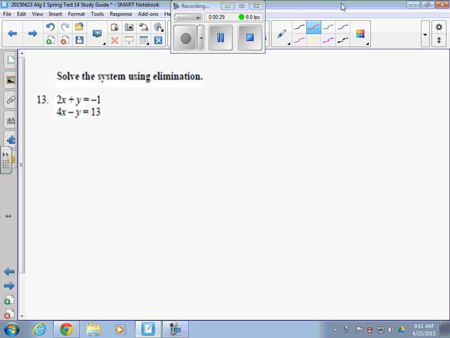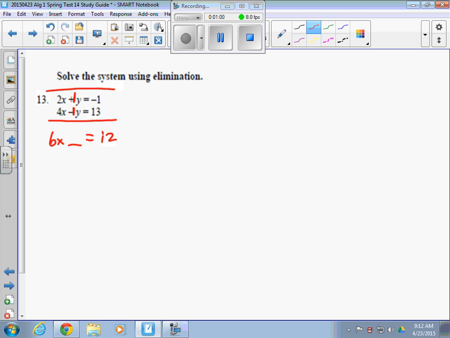And also, you need to make sure you have opposite coefficients. In this case, we have opposites because we got 1 and -1. So they're nice and neat to put together. When you combine, remember the elimination method is also called the combination method. When you combine 2x and 4x, you get 6x. When you combine 1y and -1y, you eliminate the y's. That's the goal. And when you combine -1 and 13, you get 12.